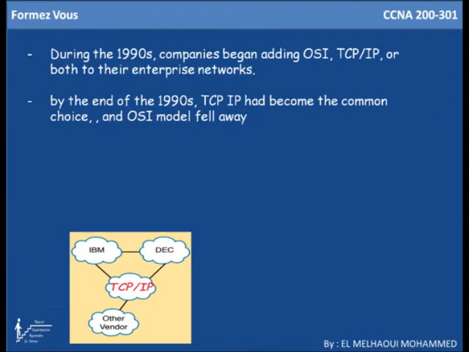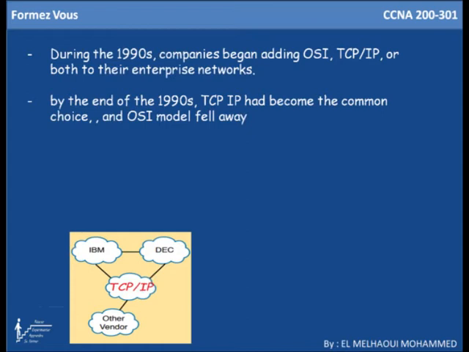During the 1990s, companies began adding OSI, TCP/IP, or both to their enterprise networks. However, by the end of the 1990s, TCP/IP had become the common choice, and the OSI model fell away because of a slower formal standardization process compared with the TCP/IP model. Look now at the second picture to see the general idea behind enterprise networks in that decade, still with multiple networking models but including TCP/IP.